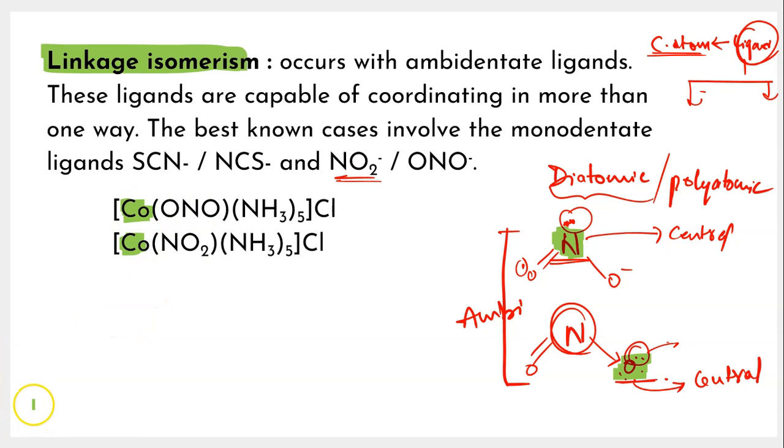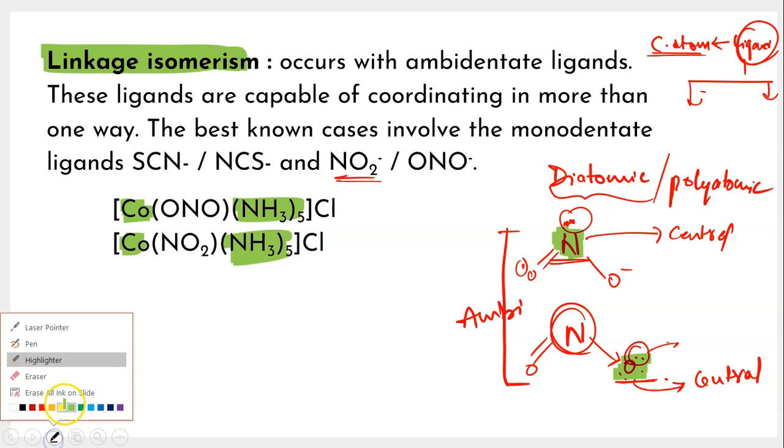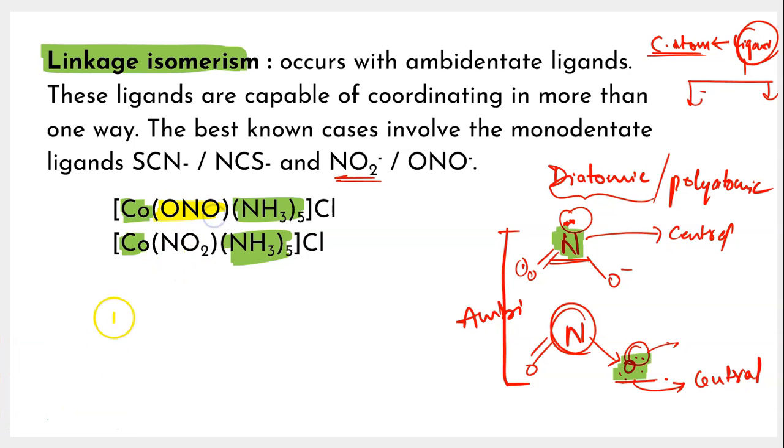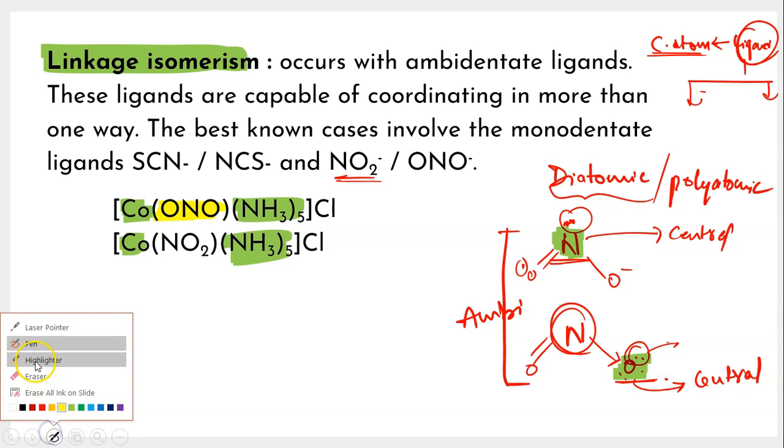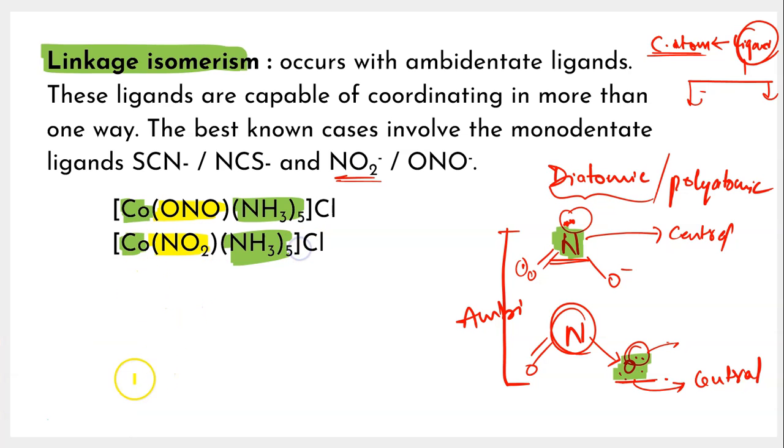For example, if I'm talking about NO2 in a complex form, let's take a complex of copper, with copper acting as the central atom. There are 5 ammonia ligands, but that's not the point. The point is the other ligand we have here, which is NO2. In some cases, oxygen might be connected to cobalt and you write it as ONO. And in some cases, nitrogen is connected to the central atom and you would write it as NO2.